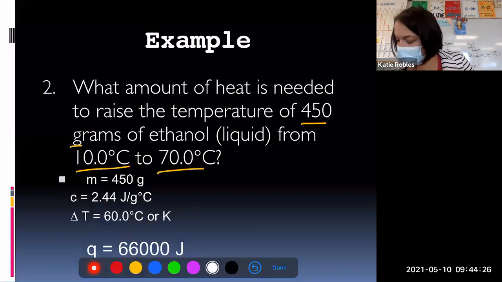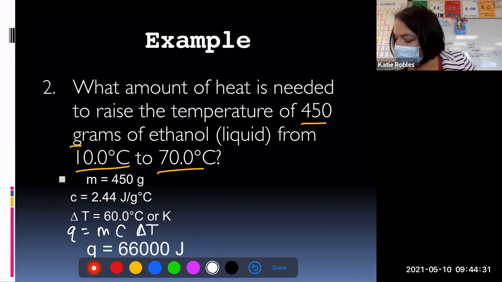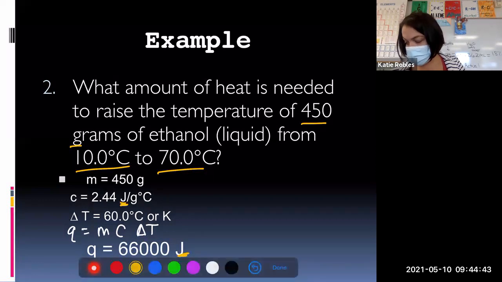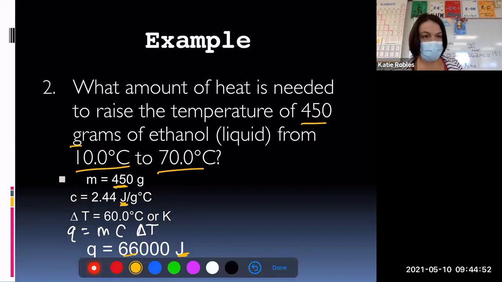Plug and chug, Q equals MC delta T. Check your units. Make sure that your mass is in grams. Make sure that you put joules afterwards because of this joules right here, which is why this answer is in joules. And you get 66,000. Sig figs wise, this had the lowest number of sig figs with 2, which is why this answer has 2 sig figs. So that's how you do the math for these. And like I said, depending on the problem, there will be different variables missing.